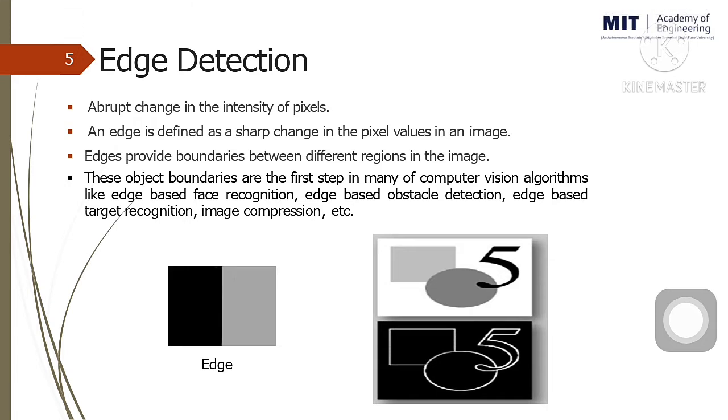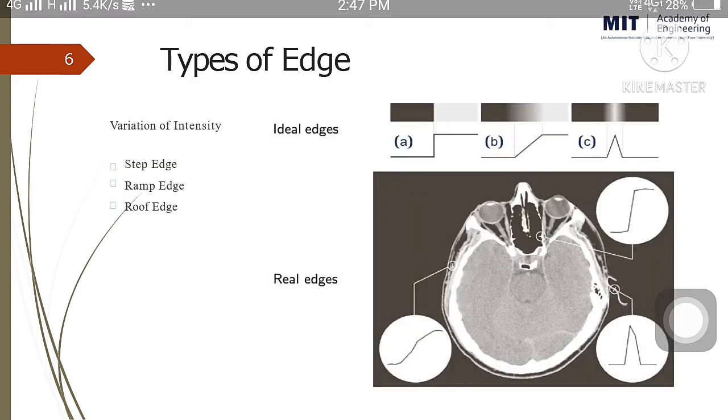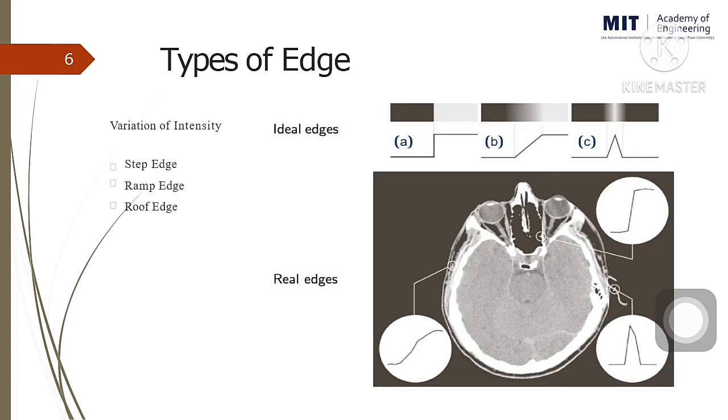Edge detection: change in intensity of pixels. An edge is defined as a sharp change in pixel value in an image. Edges provide the boundary between different regions in an image. This object boundary is a first step in computer vision algorithms like edge-based face recognition, edge-based obstacle detection, edge-based target recognition, and image compression. Types of edges, by variation of intensity: step edge, ramp edge, roof edge, ideal edge and real edge.